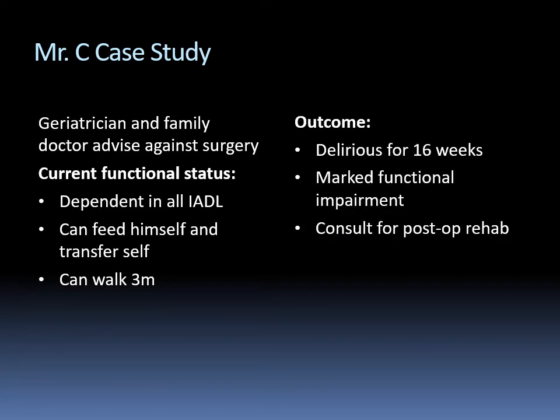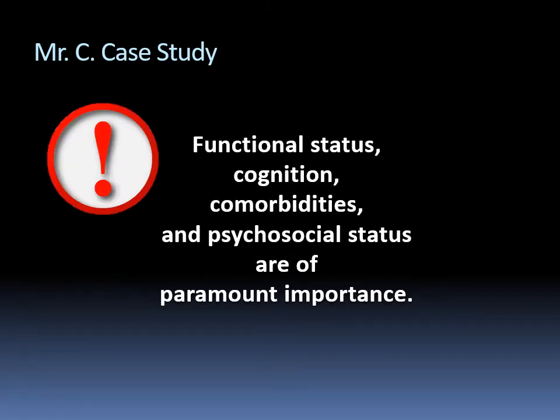So he was delirious for 16 weeks, and he never did recover, so he remained with ongoing cognitive loss. He had marked functional impairment. He was being tube-fed for a bit of the time, had trouble actually feeding himself, and then we were asked to see him for post-op rehab. So I think the key teaching point is that functional status, cognition, and attention to mood and psychosocial situations are actually critically important.